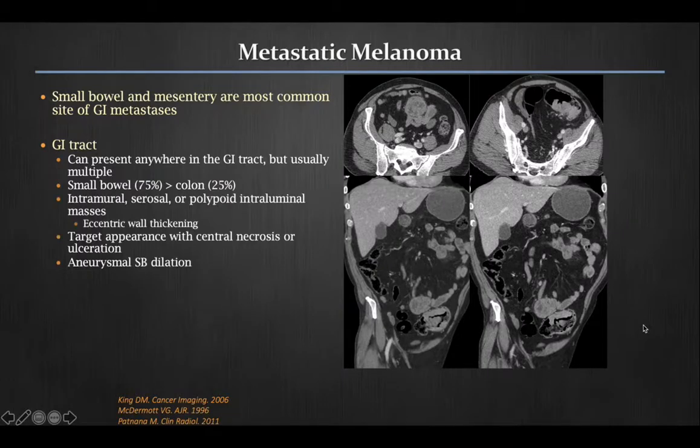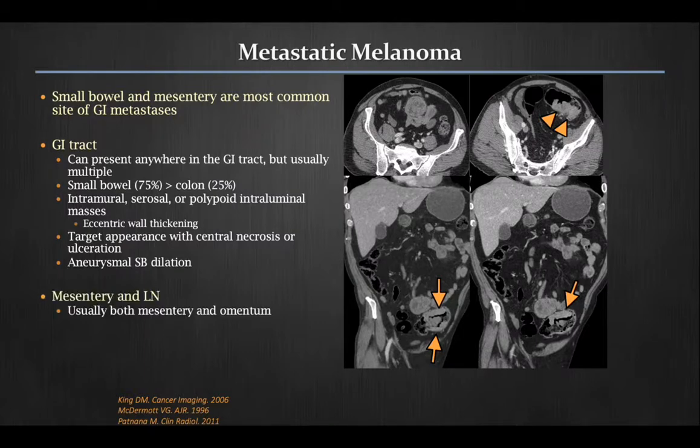Small bowel is more common than the colon, and it can have essentially any imaging appearance when it involves the bowel. It can be intramural, it can be along the serosa, it can be polypoid masses, it can just be wall thickening, you can have a targetoid appearance with central necrosis or a big ulcer, or you can have the classic aneurysmal small bowel dilation. So much like melanoma anywhere, it can have a variety of different imaging appearances.